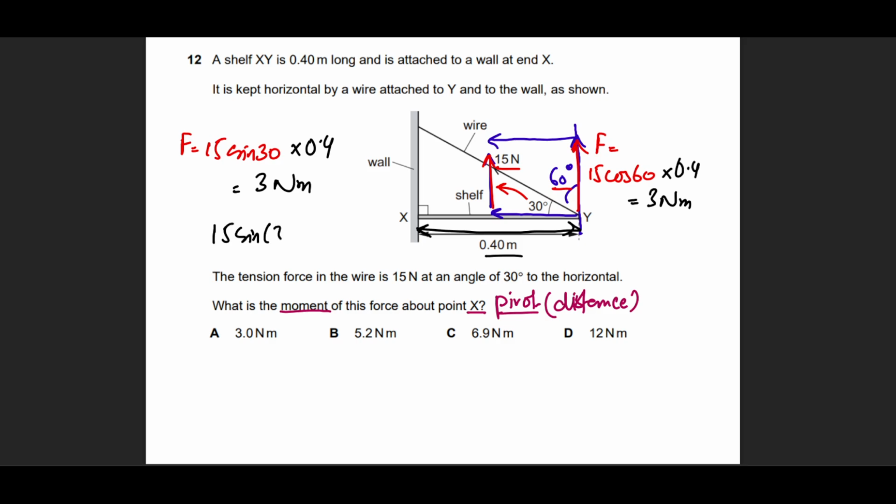Okay, one problem the students generally do is, since on your calculator you will see this as 15 sine and then 30, and then you forget about adding another bracket, you just do this. You just straight away multiply 0.4 and then press equals to. This is wrong. You can't do this. You have to tell the calculator where is the angle.